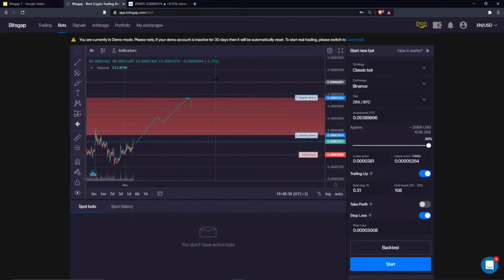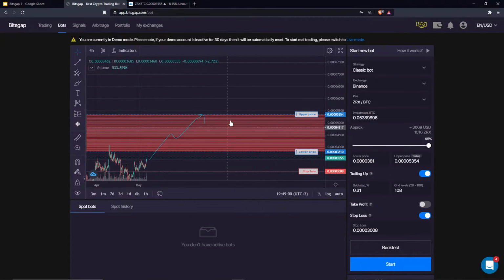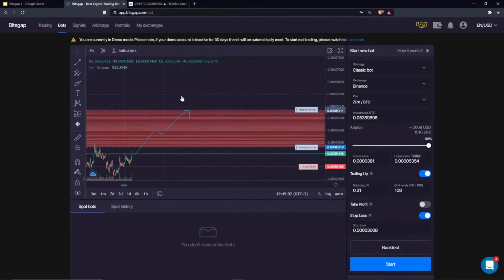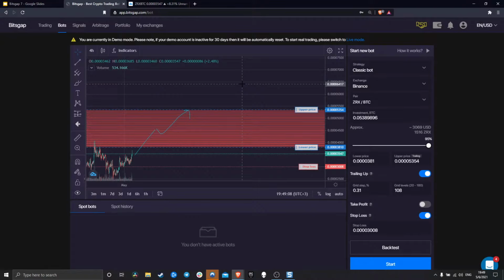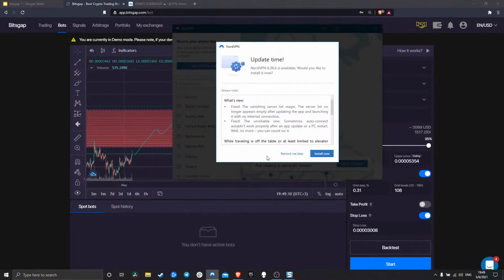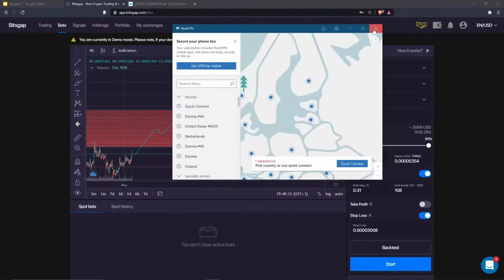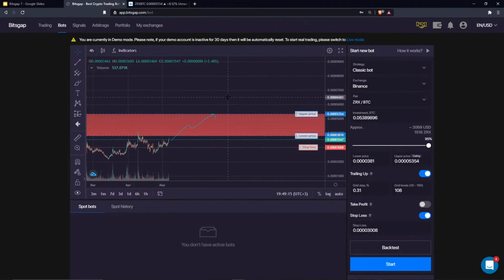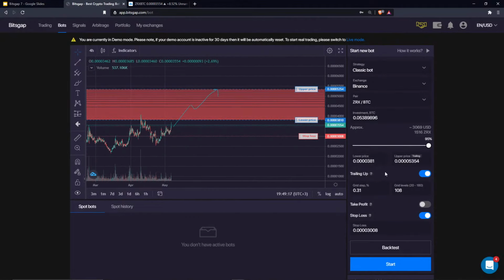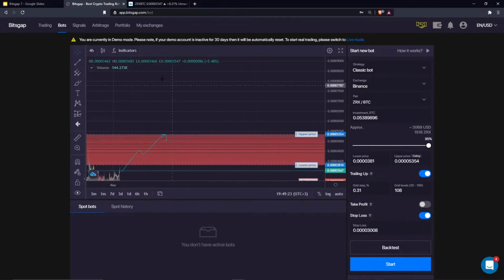It followed this rally. It made decent returns on these price swings during this rally to 70K, and you end up having more returns than you would have in the case of the configuration without the trailing up enabled. You would just skip this rally. That's the thing.